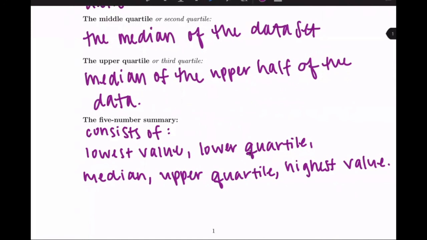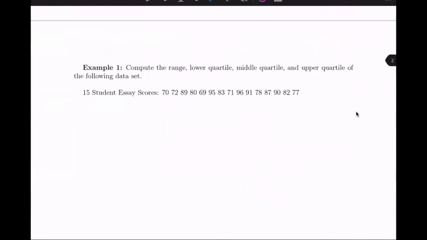So let's go ahead and practice finding these things. We're going to compute the range, lower quartile, middle quartile, and upper quartile of our data set. Our data set, unfortunately, is not in order. So the first thing that we need to do in order to be able to find the median, lower quartile, upper quartile, is put it in order first. So I always look for the smallest number to get it started with. So we are going to start with 69.